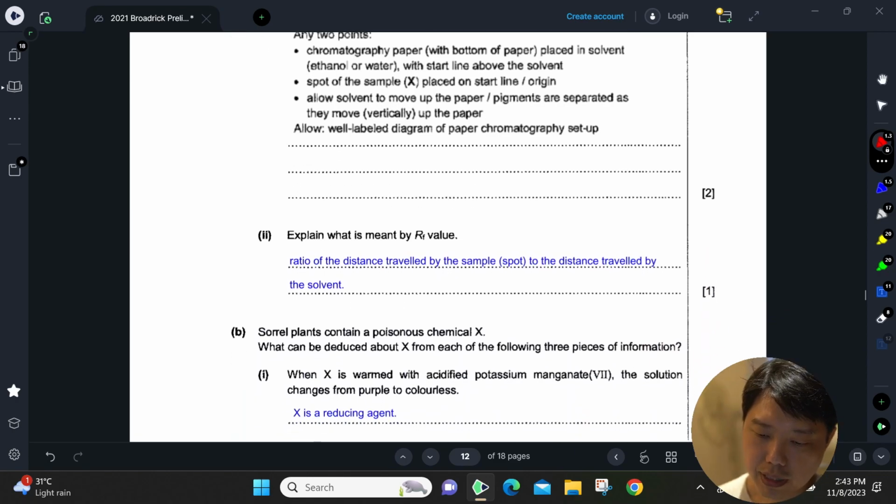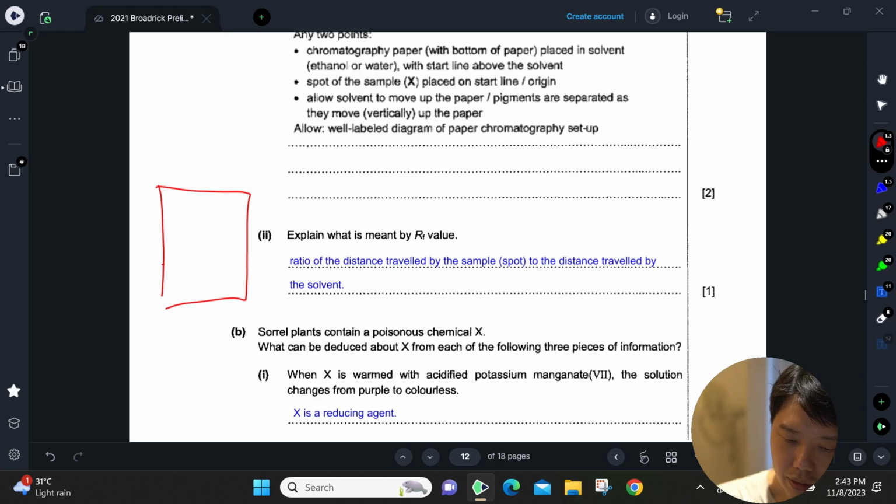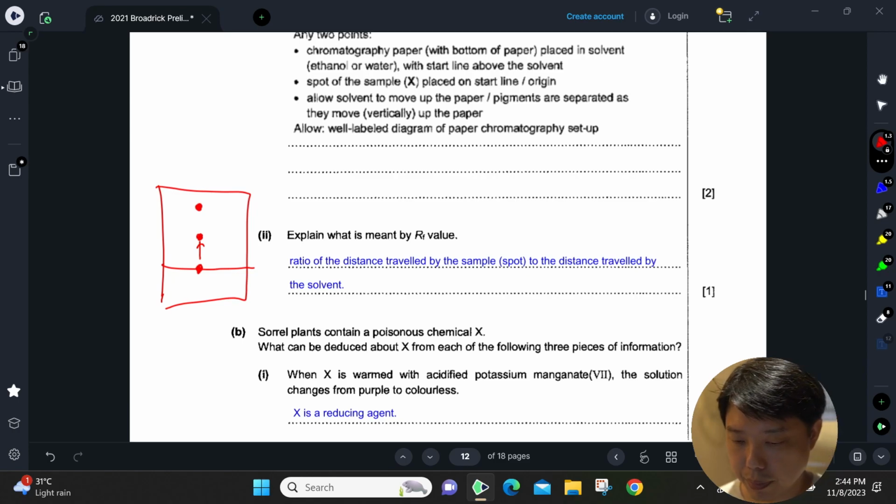What is meant by the retention factor value? So this means that it is the ratio, right, of the distance traveled by the sample to the distance traveled by the solvent. So you can have this paper, right, and then this is the start line. You can dip this, and then as the pigments move up, right, some will have a more intermolecular attraction to the paper, and then some will be less attracted to the paper. So it will move with the solvent higher up the paper. Okay, this is the way that the pigments are being separated.